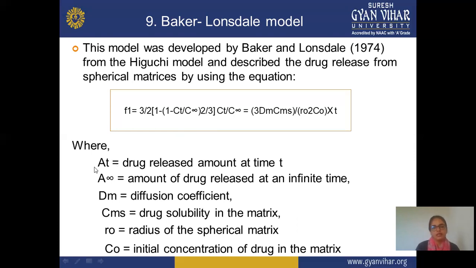And in this, Mt is the drug release amount at time t, means how much drug is released, and t is the time. M infinity is the amount of drug released at infinite time, means how much drug is released for infinite time. Dm is the diffusion coefficient, and Cms is equal to the drug solubility in the matrix, how much drug is solubilized in that particular tablet matrix. R0 is the radius of the spherical matrix, and C0 is the initial concentration of drug in the matrix.